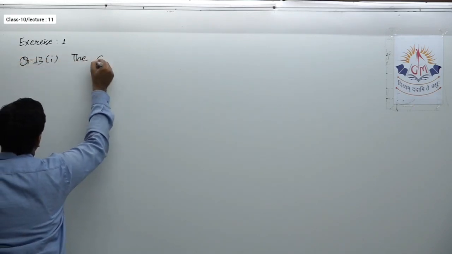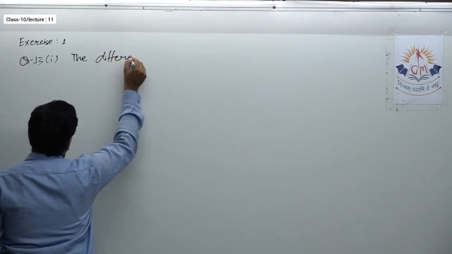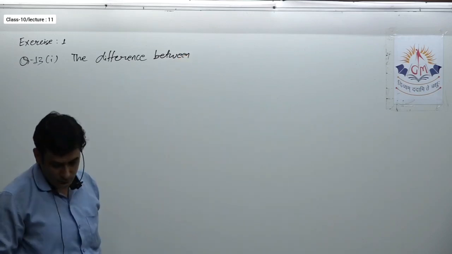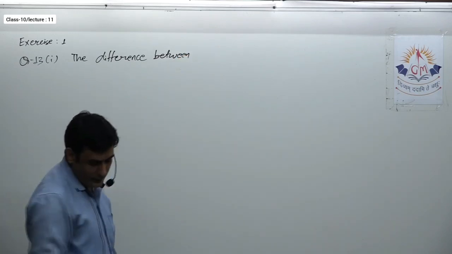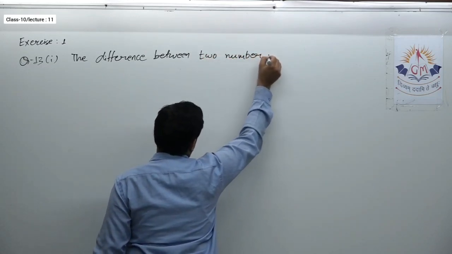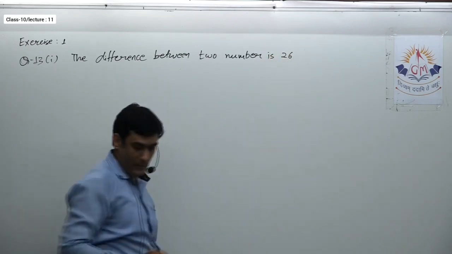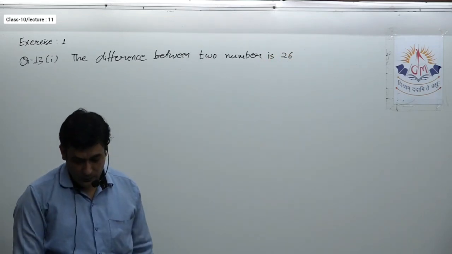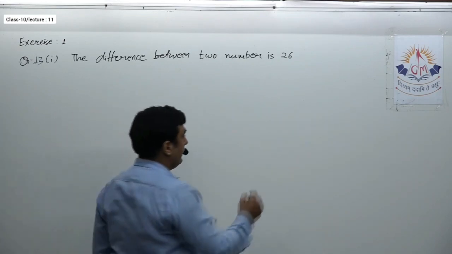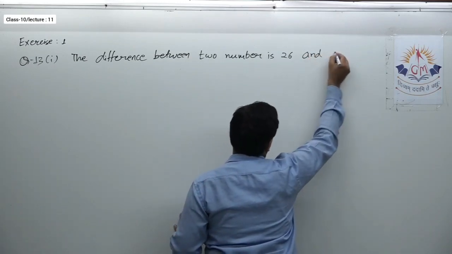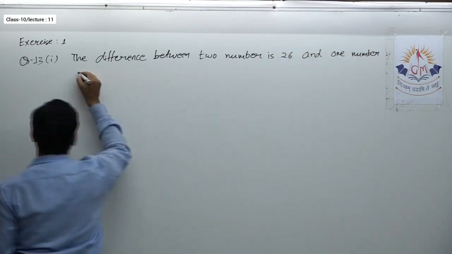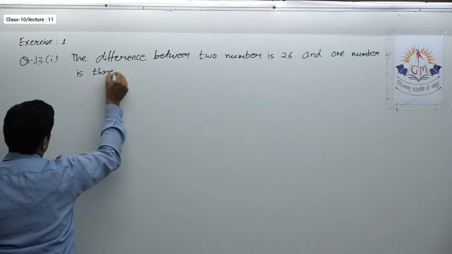The difference between two numbers is 26, and one number is 3 times the other.